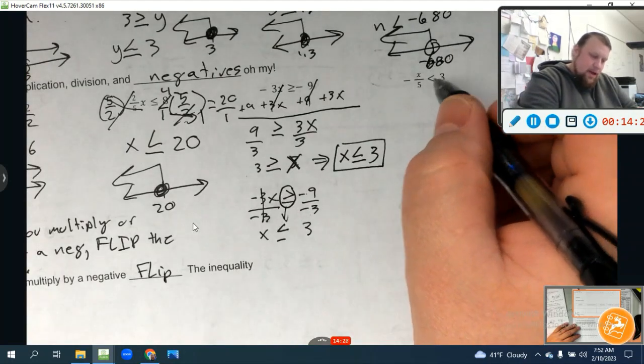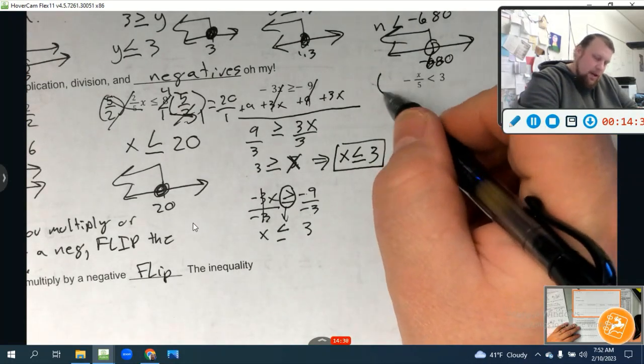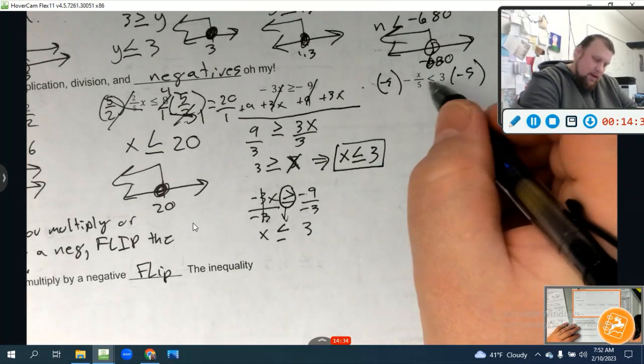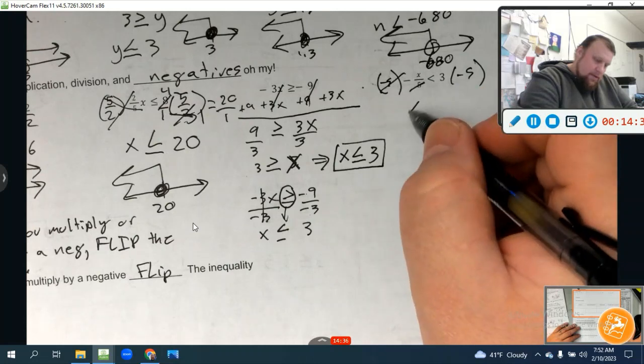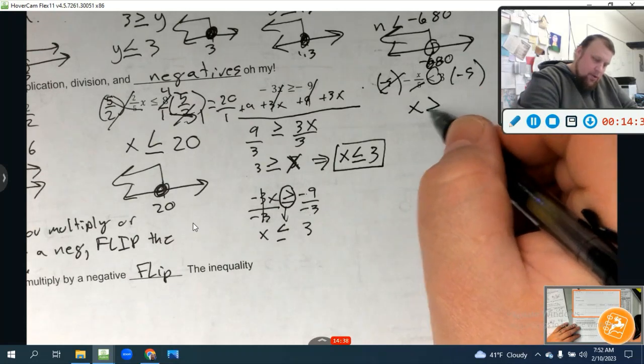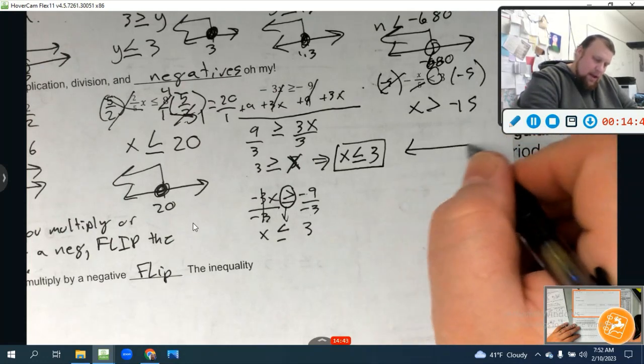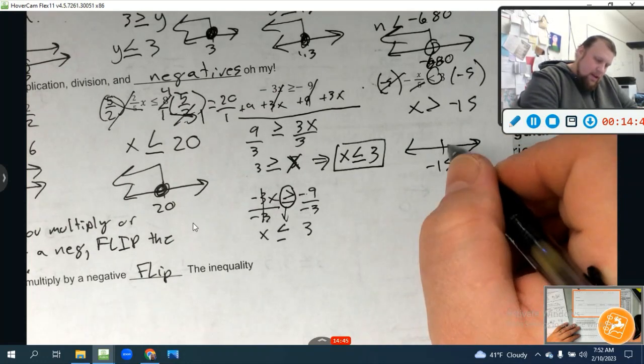I'm just going to undo division. I'm going to multiply everything by negative 5. Negative 5. That means this crosses out. I'm left with x. I'm going to flip the sign, is greater than. Negative 5 times 3 is negative 15. And I'm going to have negative 15. Open dot to the right.